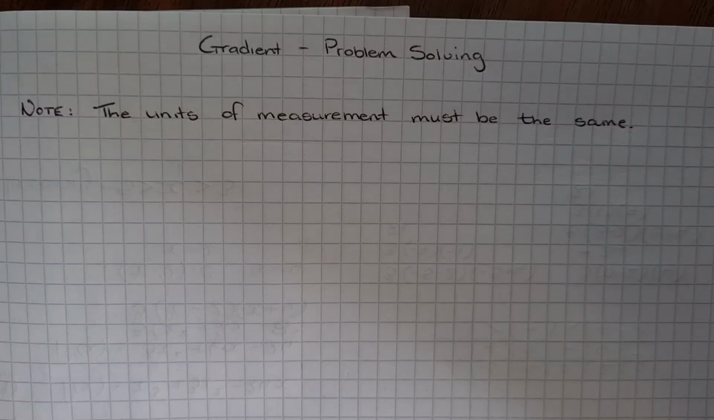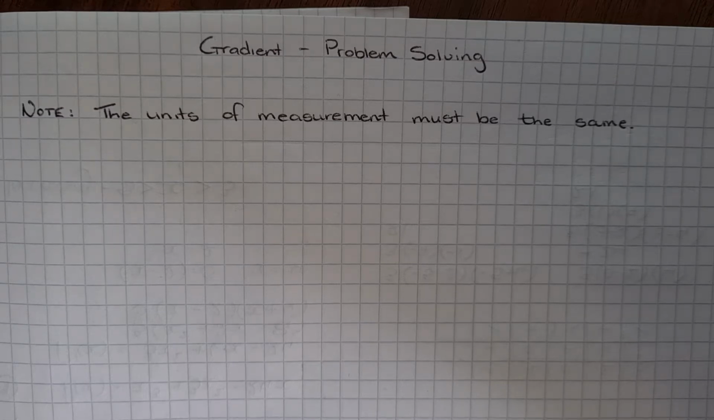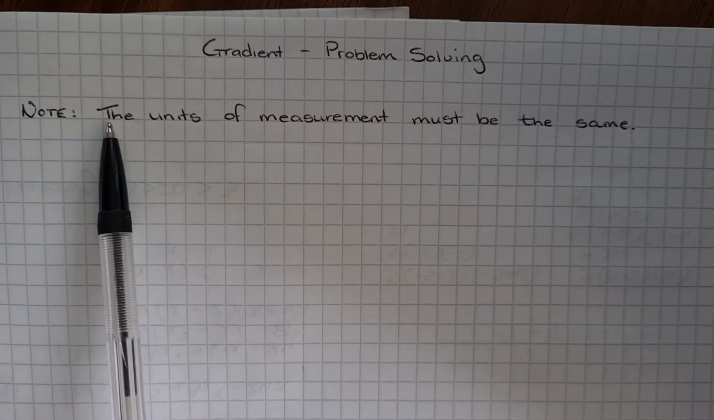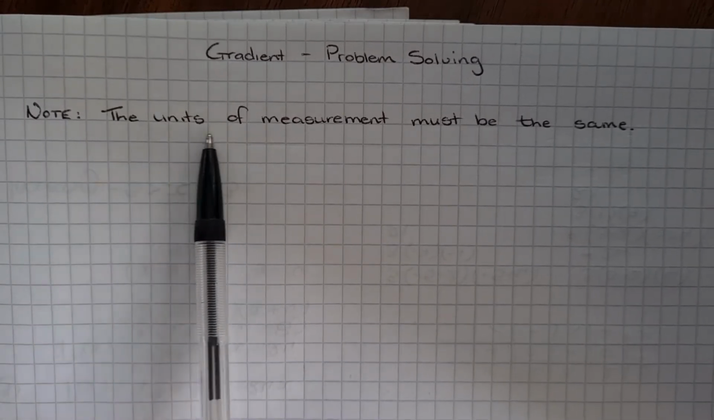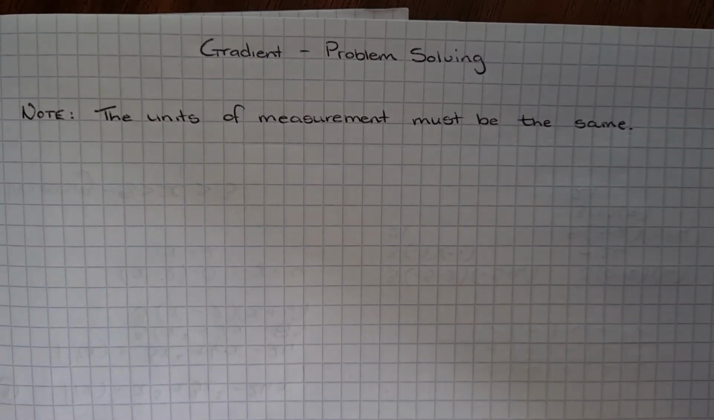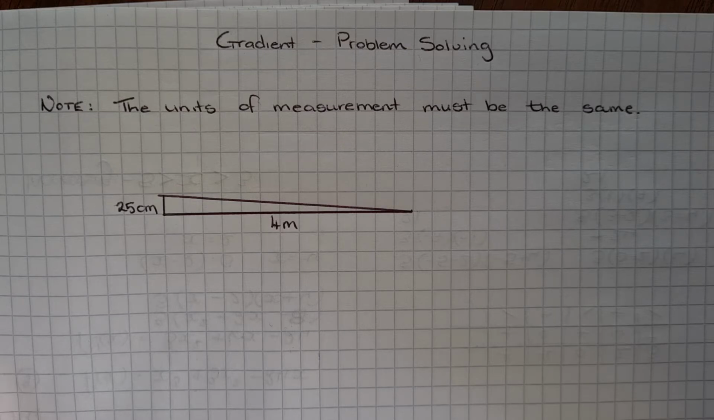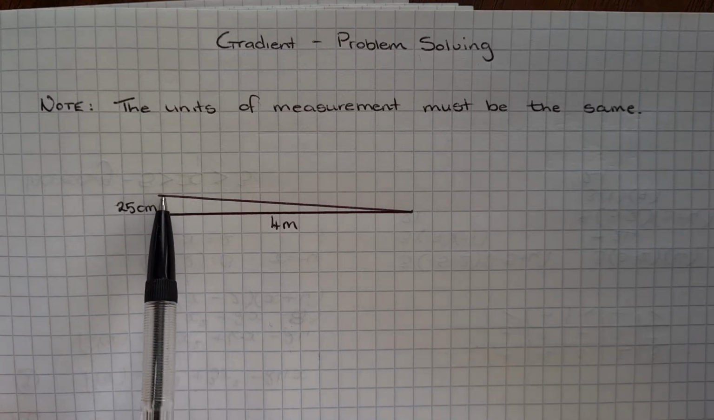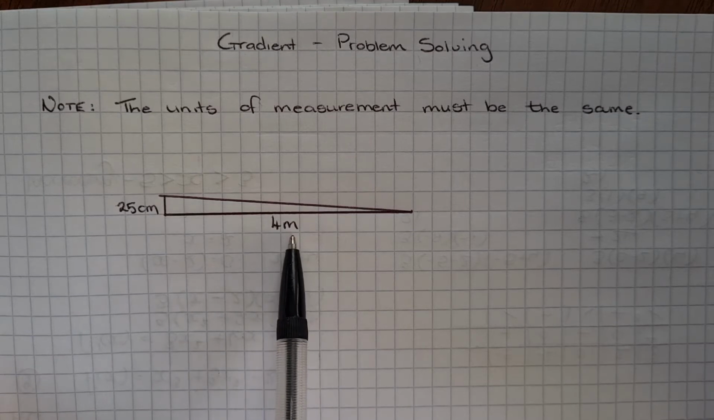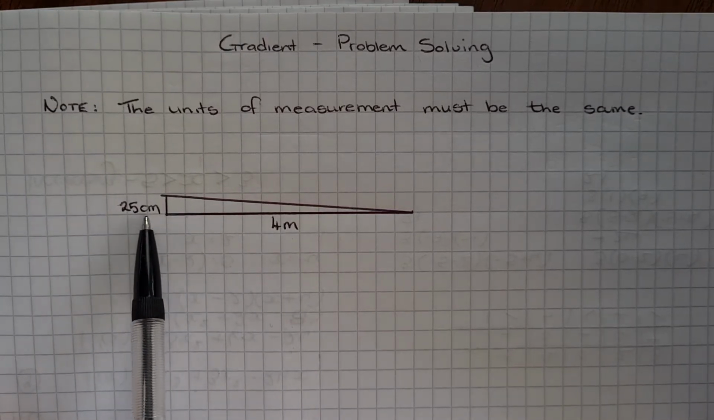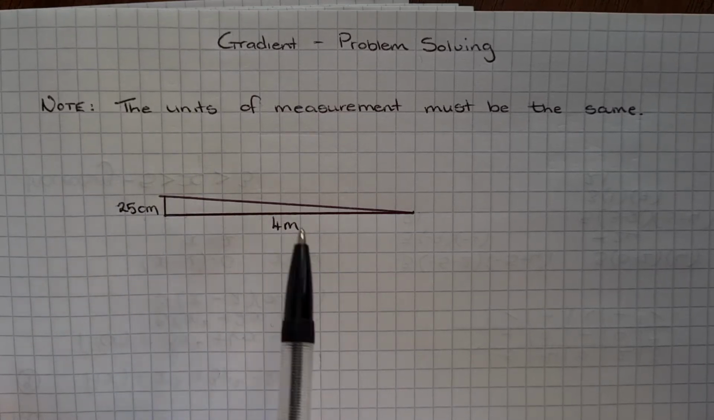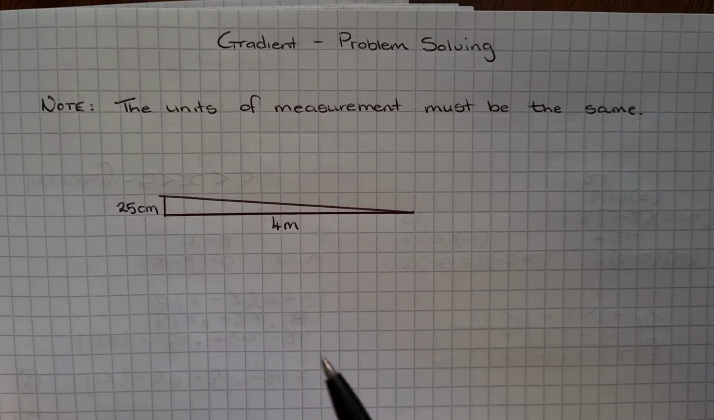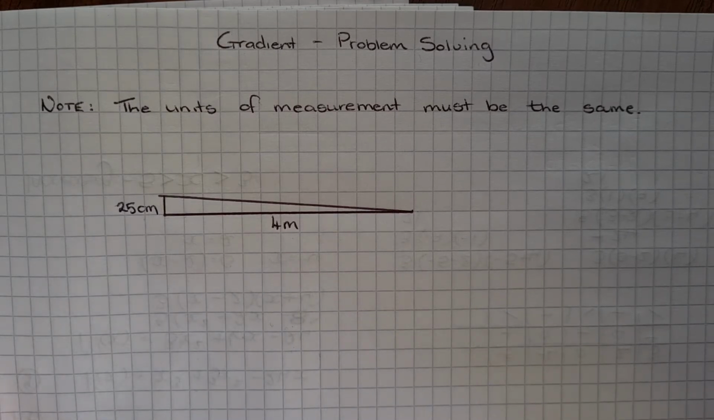We're going to have a look at a problem-solving gradient question. But before we do, I just want to remind you that when you're doing any kind of calculation that involves measurements, the unit of measurement must be the same. So if you've got a question that wants you to work out the gradient, and our horizontal is 4 meters and our vertical is 25 centimeters, this one's in centimeters, this one's in meters, so we're going to need to convert them so that they're either both meters or both centimeters.